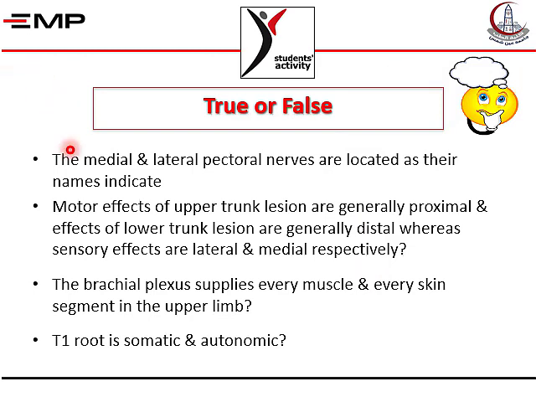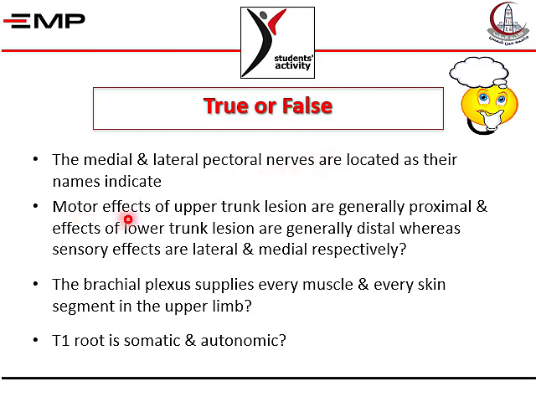Okay. The first statement: the medial and lateral pectoral nerves are located as their names indicate. Of course, no. At the beginning, yes, they are medial and lateral because they arise from the medial and lateral cords as their names indicate. But at their ends, they are reversed. The lateral pectoral pierces a medial structure, which is the clavipectoral fascia, while the medial pectoral pierces a laterally located structure, which is the pectoralis minor.